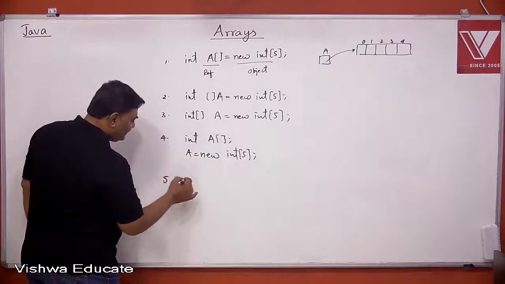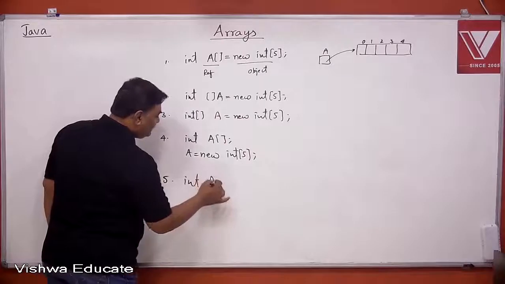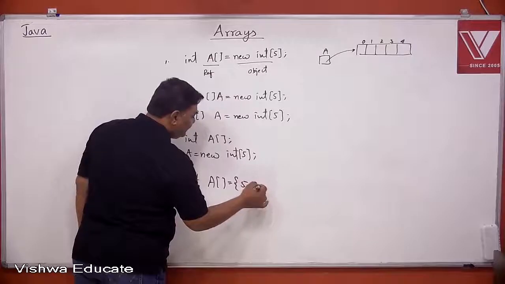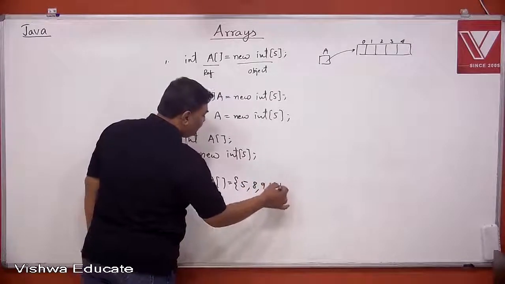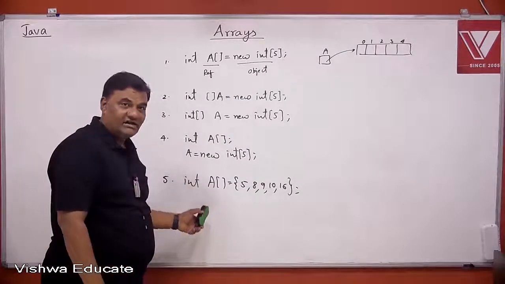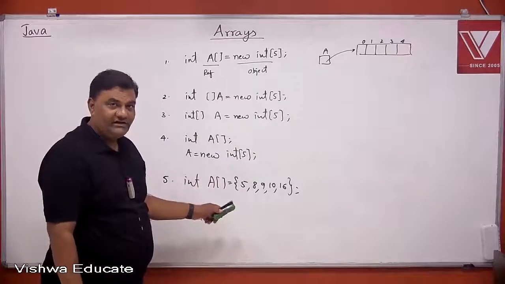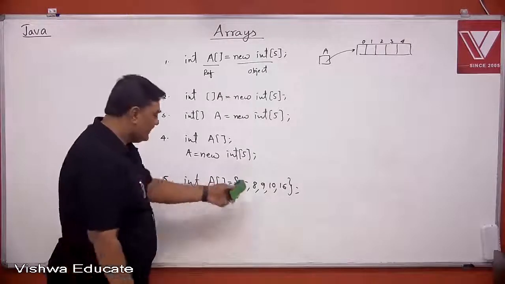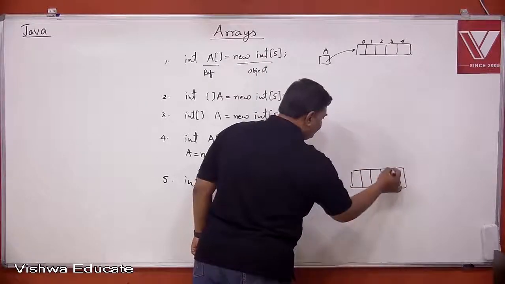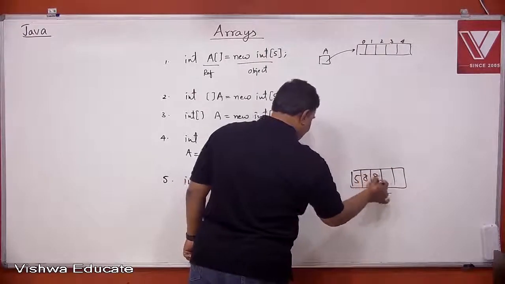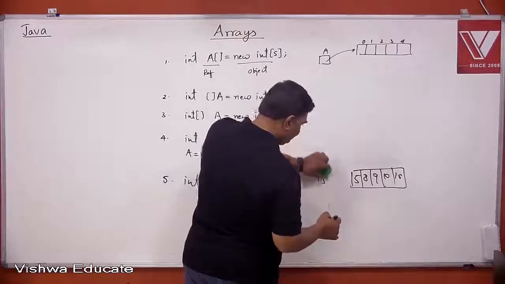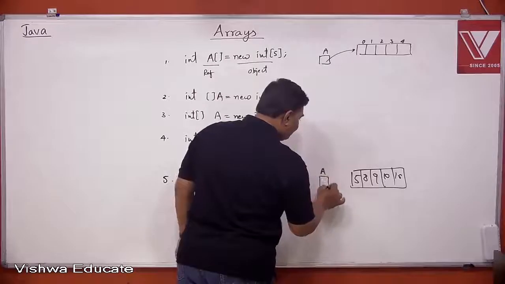Then fifth one, integer A, 5, 8, 9, 10, 16. This is declaration and initialization of array, and you don't have to give the size. Directly this array will be created 5, 8, 9, 10, 16, and A will be a reference to this one.